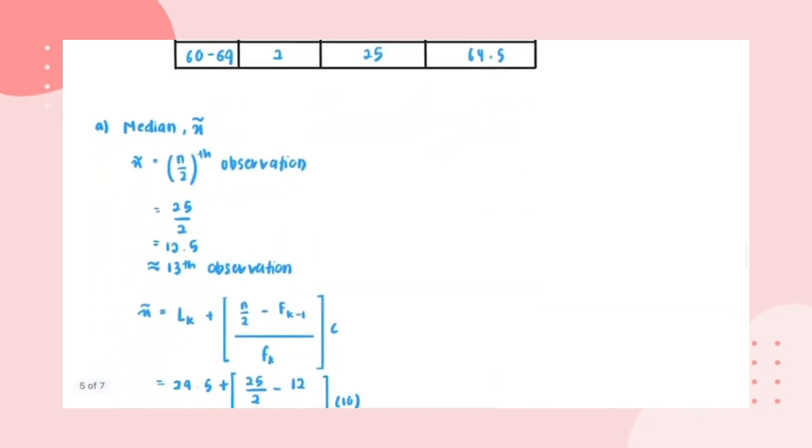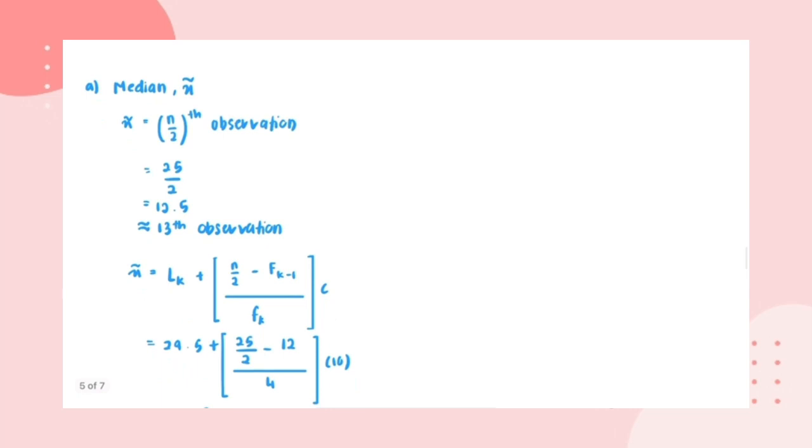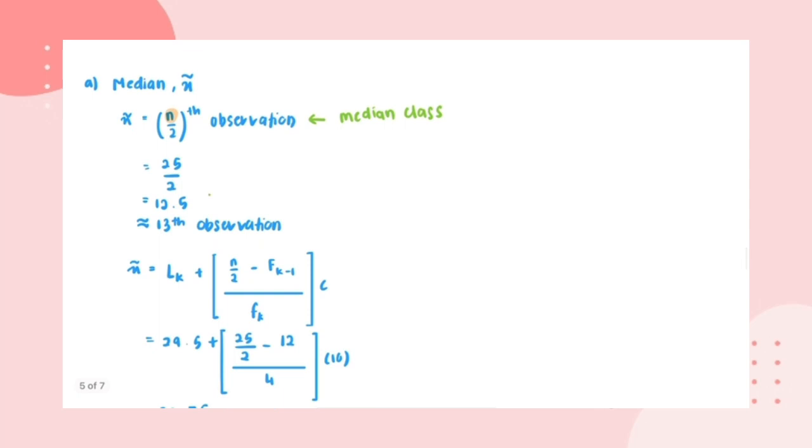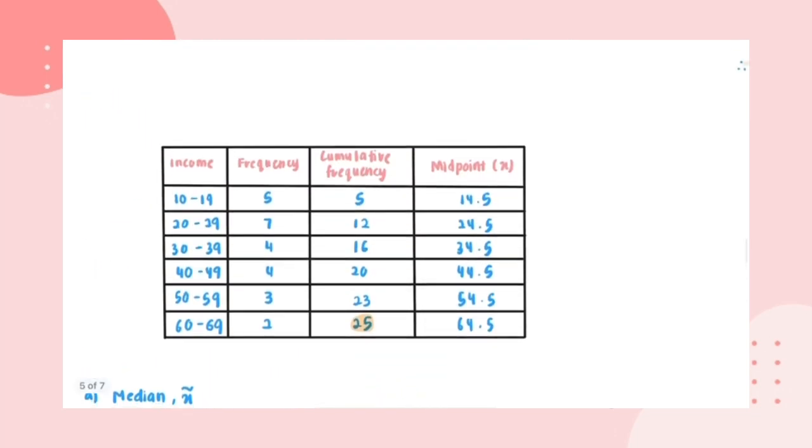To find the median, we need to find the median class first by using the formula n over 2th observation. N is the total of cumulative frequency, which is 25. 25 divided by 2 gives 12.5. Since this is not an integer, we round it off and get the 13th observation. Now let's refer to the table. The 13th observation should be here. Now let's proceed to finding the median.